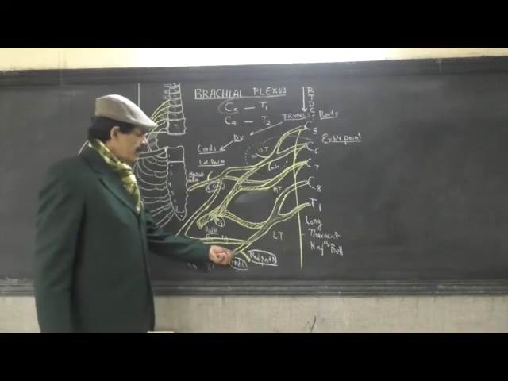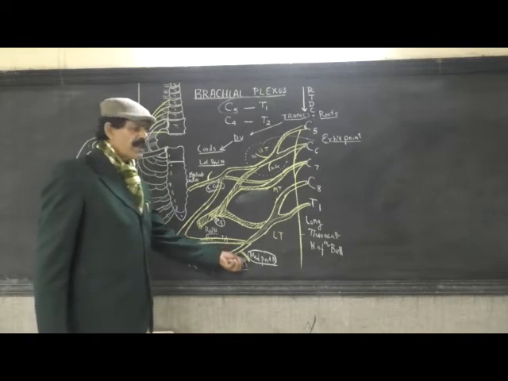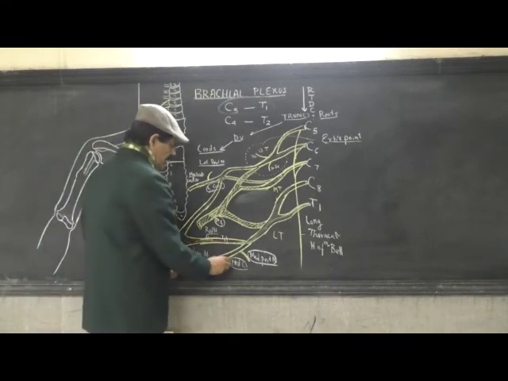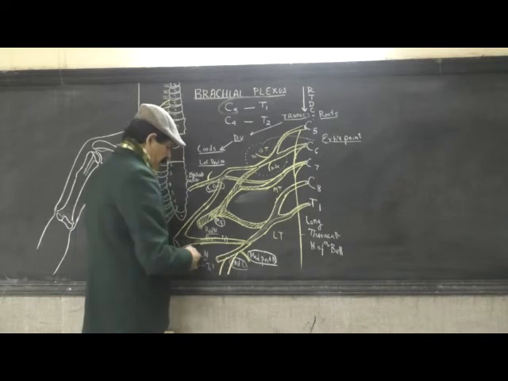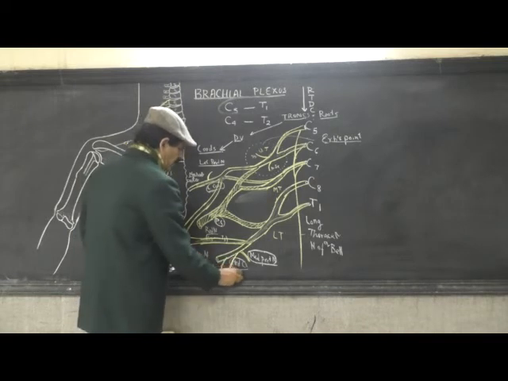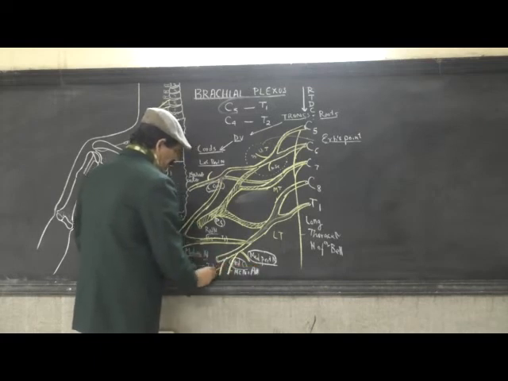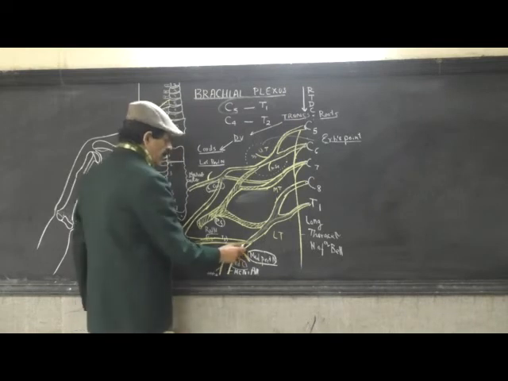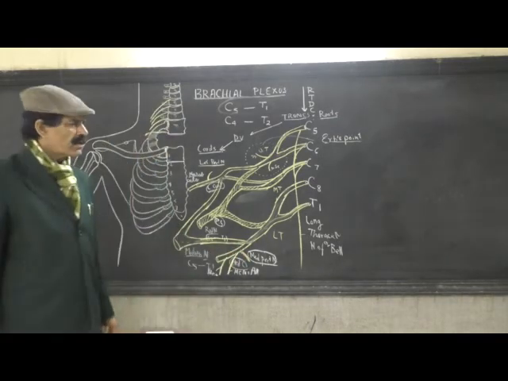Similarly, the medial cord, after giving the medial pectoral nerve and medial root of the median nerve, is continued and it is giving two more branches. The proximal is the medial cutaneous nerve of the arm, and this is the medial cutaneous nerve of the forearm. So 4 branches are given by the medial cord: 1, 2, 3 and 4. 4 branches of the medial cord you have to remember.